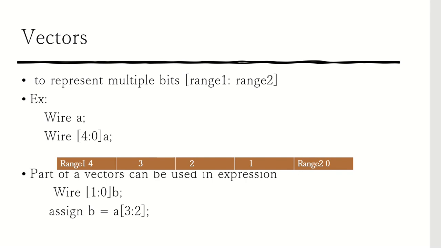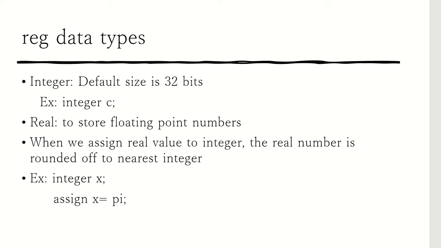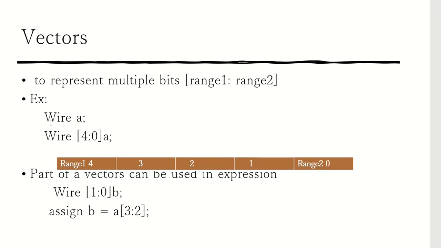As we discussed, we declare these variables as single bit when we don't mention any numbers. For example, in wire a, we did not mention any size here, so the default width of a is single bit. If we want to represent multiple bit width variables, we represent them as vectors.